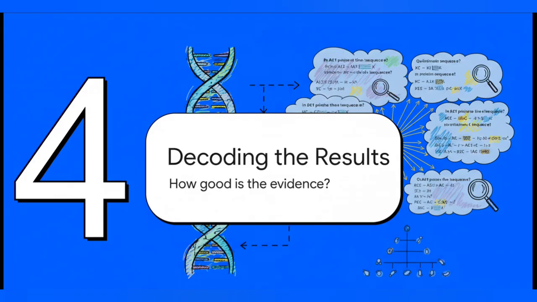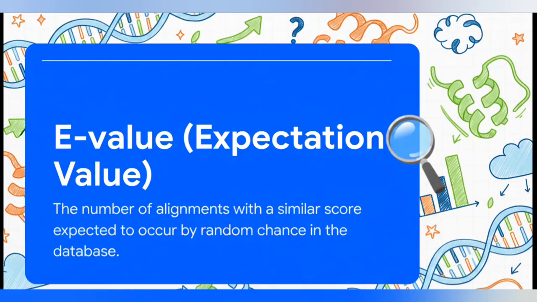Okay, so the high-speed chase is done. We have a list of potential suspects. But how good is the evidence really? How do we know if a match we found is a genuine biological relative, or if it's just a random, meaningless coincidence? The single most important piece of evidence is the E-value. That stands for expectation value. All this number tells you is how many matches with a similar score you'd expect to find just by pure random chance. So here's the bottom line. The lower the E-value, the better. A lower number means your match is more statistically significant. It's basically our detective's confidence score.